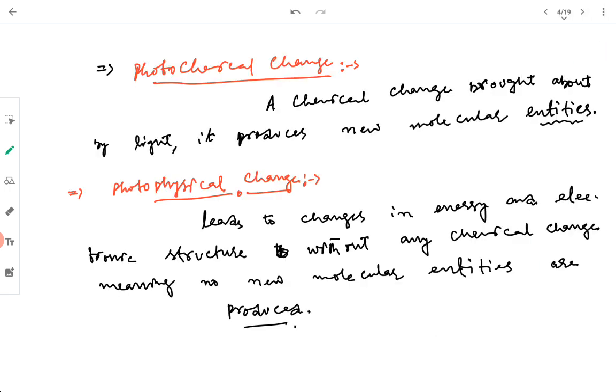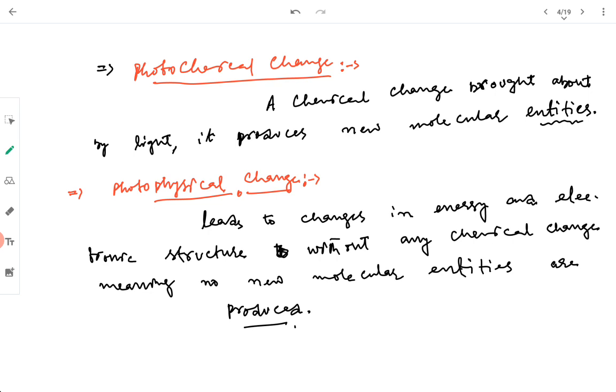So what is a photochemical change and what is a photophysical change? A chemical change brought about by light is known as a photochemical change. It means it produces new molecular entities, new molecules are produced. In other words, reactants are converted into products. One kind of molecule is converted into another kind of molecule. Such a change is known as a photochemical change.